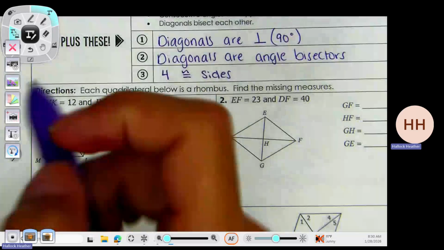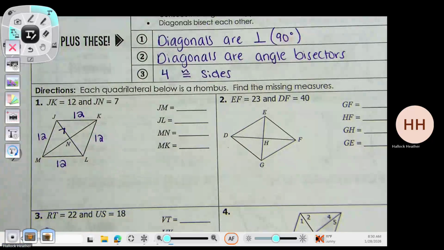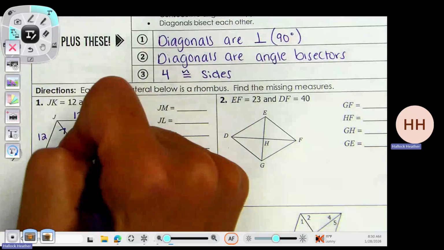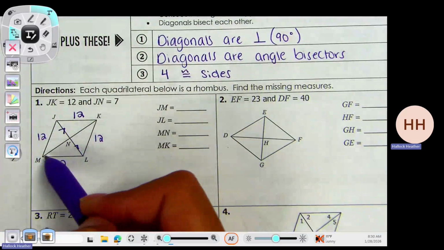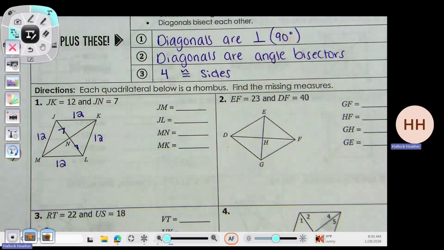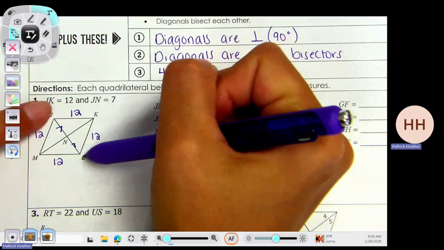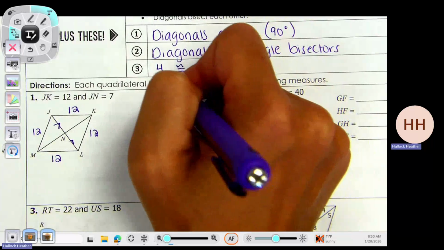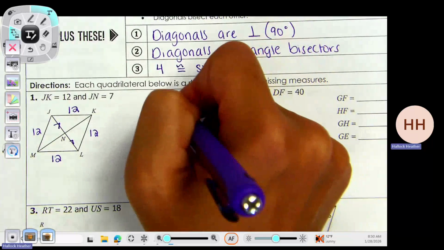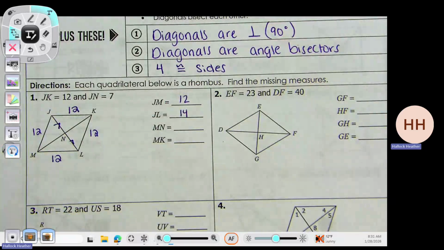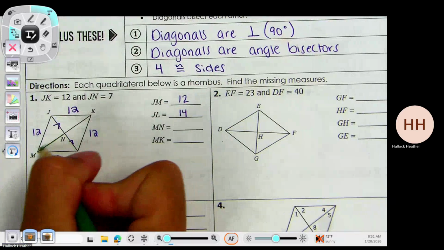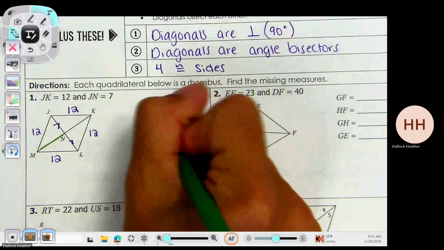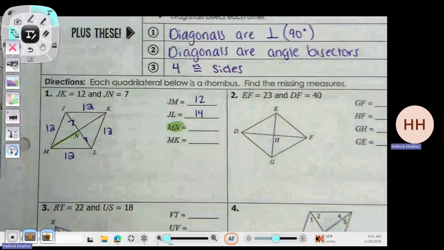Where can 7 go? Inside where? 7 cannot go here. The diagonals bisect, but they're not congruent. Using your eyeballs, you should be able to tell that this one is longer than this one, so they're not the same. So how much is JM? 12. How much is JL? 14. We need to find MN. It is not 7. It has to be more than 7.